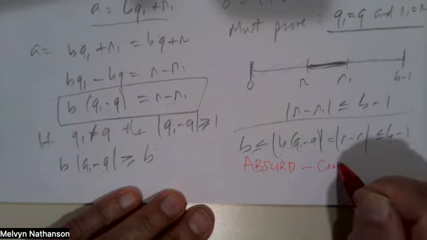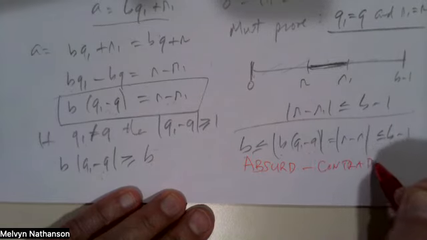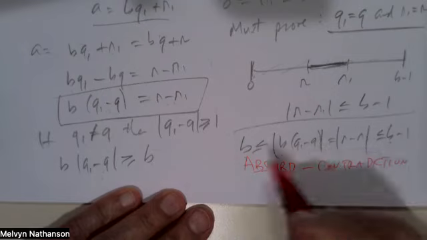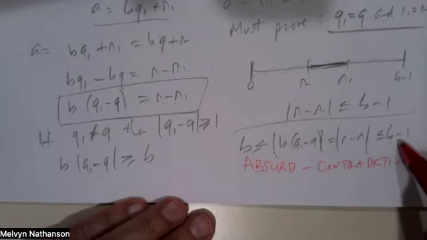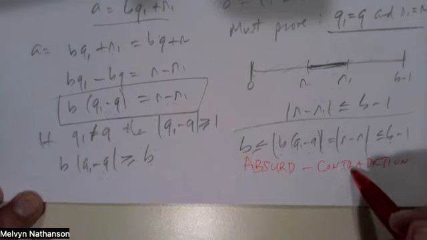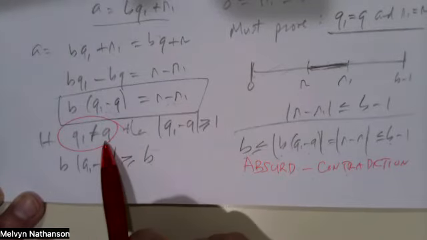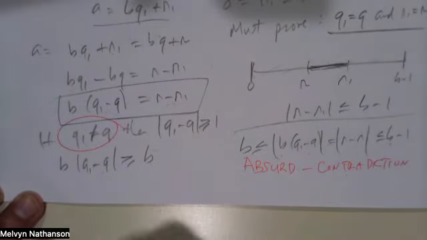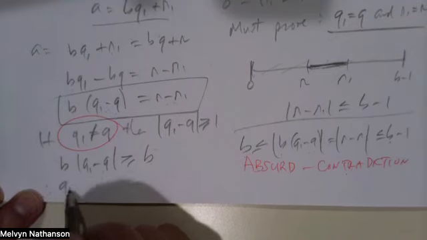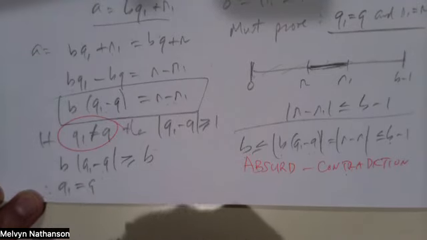A contradiction. Well, the number B can't be less than or equal to B minus 1. And what gave rise to this contradiction? The assumption that Q1 was different from Q. So therefore, Q1 equals Q.